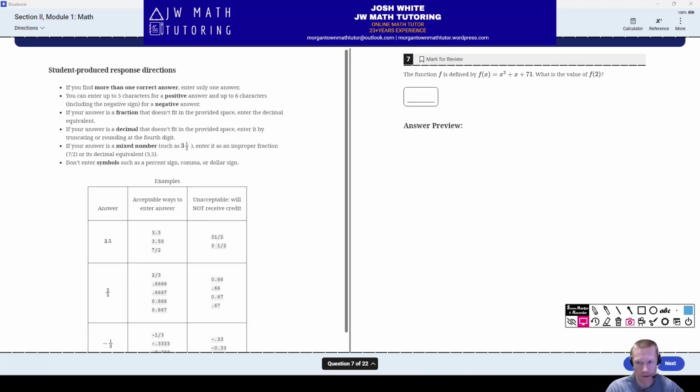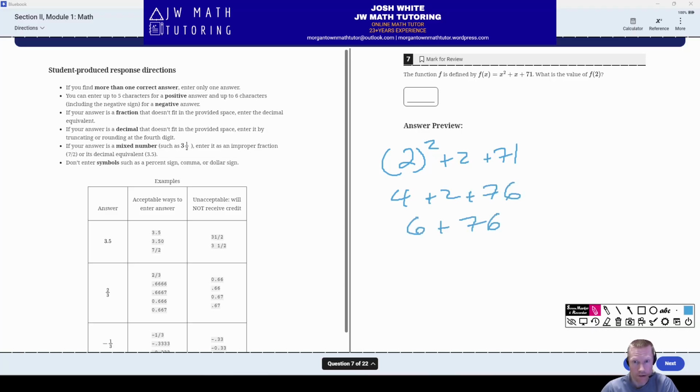All right, next up, question number 7. Here we have a free response question, but we're just evaluating a function here. So all I'm going to do is just take 2 and plug it in for x. And so when you do that, we get 6 plus 71. Oh, I wrote the wrong thing here. 71, not 76. There we go, 77, the correct answer that I have in my notes.